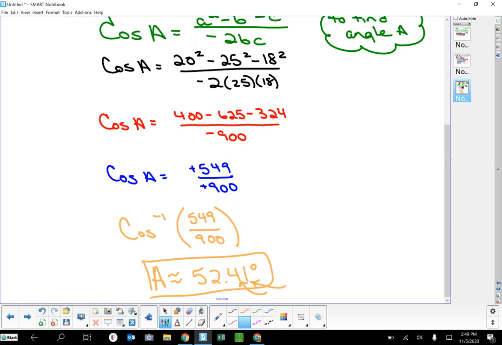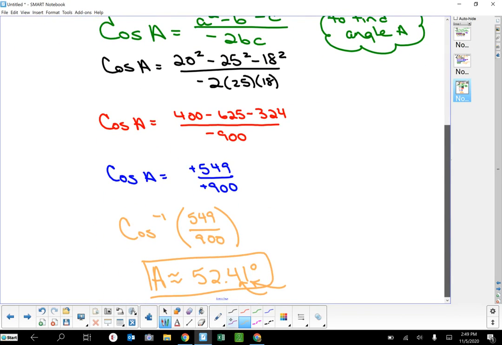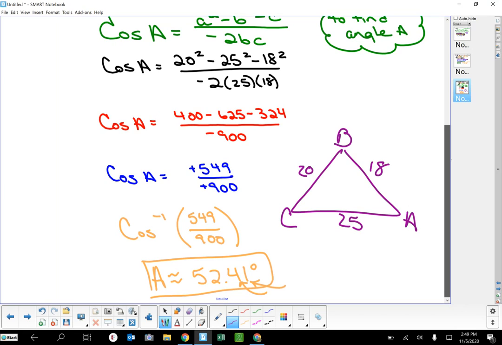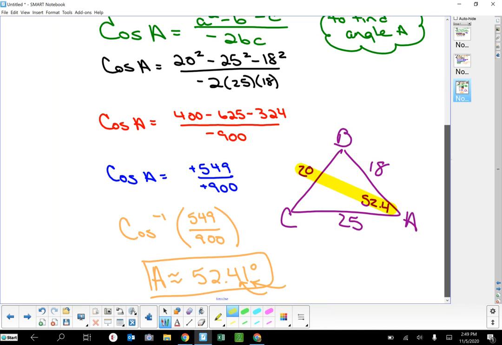But if I didn't even draw a triangle to do this, right? So if I do draw a triangle, label it however you want, A, B, C. We said side A was 20, B was 25, C was 18. We just found angle A, which was 52.4. And now I have an angle and its corresponding side. You have another side, and you could set up law of sines and go ahead and find that piece of information.